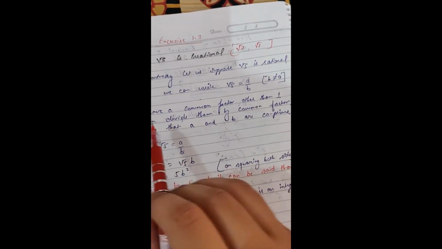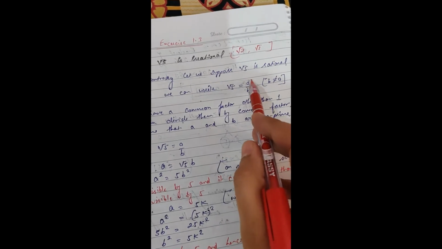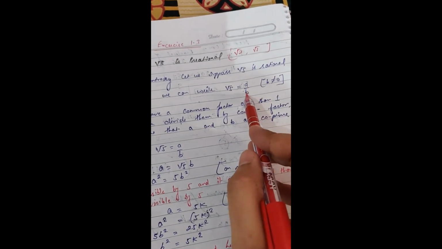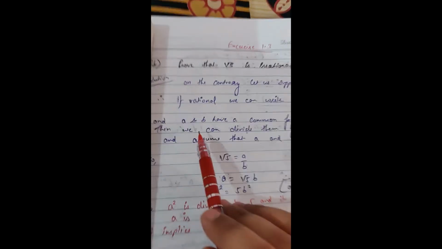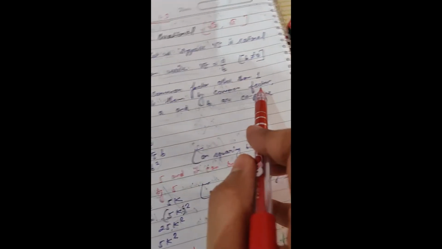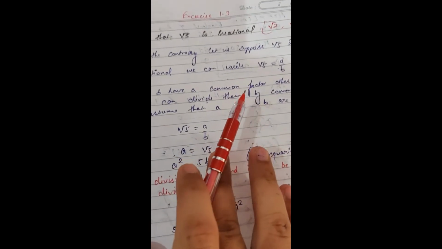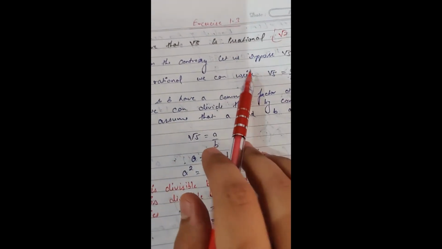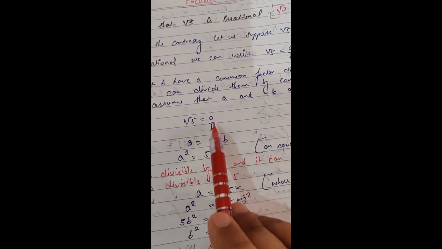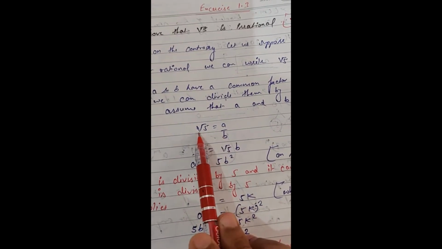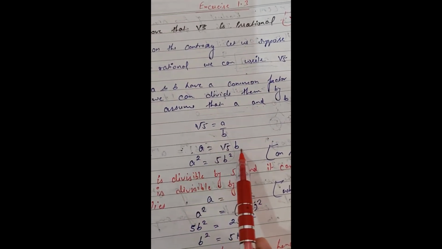As we go with the definition of rational numbers, a upon b, they must have some common factor, and if you remove that common factor, a and b become co-prime. So we divide them by the common factor and assume that a and b are co-prime. So root 5 is a rational number written as root 5 equals a upon b. Cross multiplying, a can be written as root 5 times b.